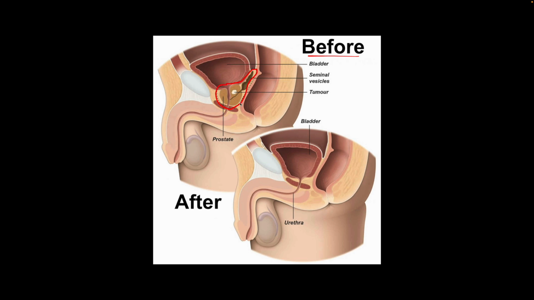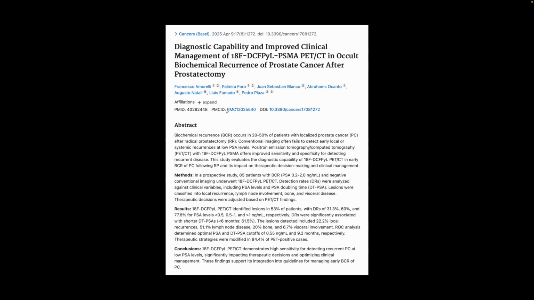So when the prostate is removed, the prostatic urethra gets removed with that, and so the anastomosis here is between the bladder and the remaining urethra, so it becomes a vesico-urethral anastomosis, and local recurrence occurs at the site of vesico-urethral anastomosis, and that's exactly what we saw on our patient. Here is a good related article on this topic.